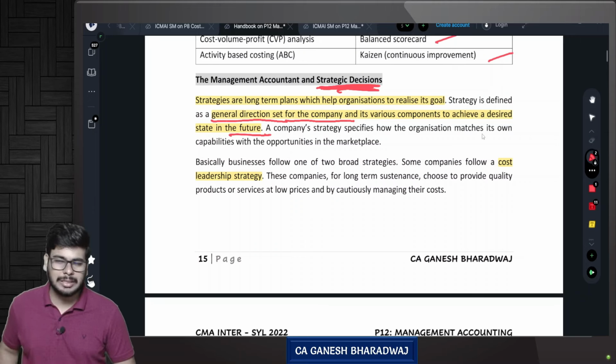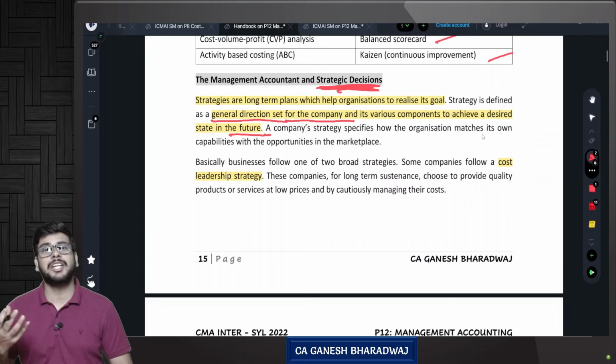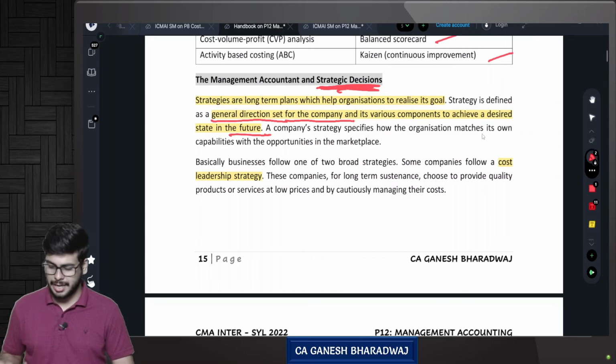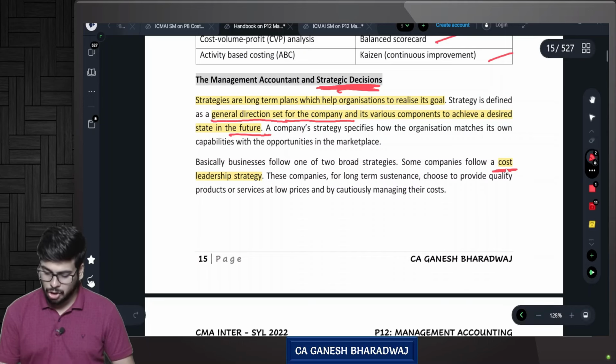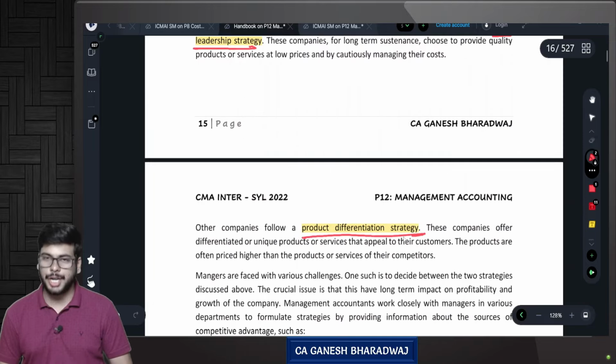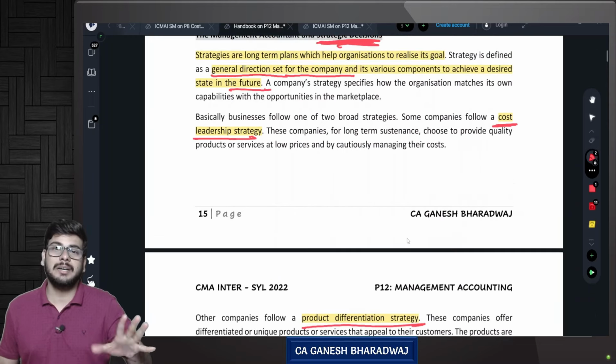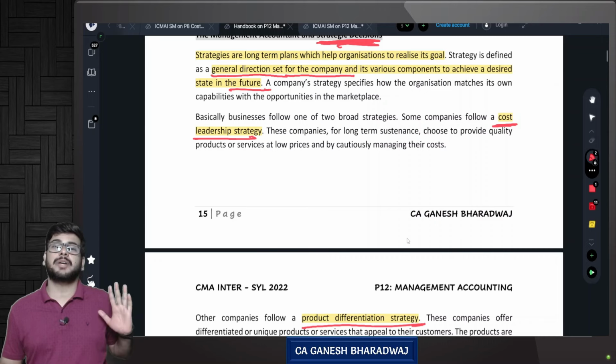It is not a part of our syllabus here, but anyway, since it is related, there is also strategic management. We are talking about management accounting in this area, but somewhere it's related. There is something called a cost leadership strategy, and there's something called a product differentiation strategy. What do you mean by that? Cost leadership strategy means capturing the market by reducing your prices.